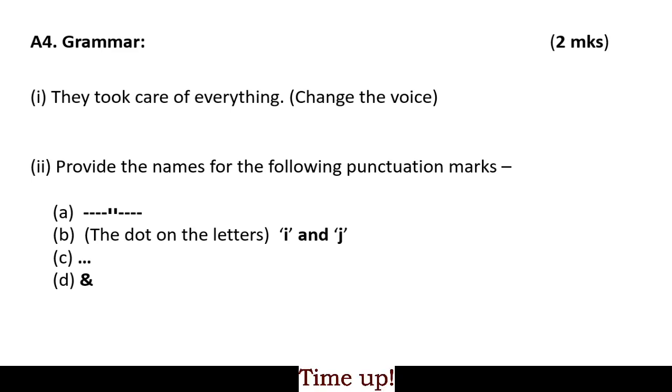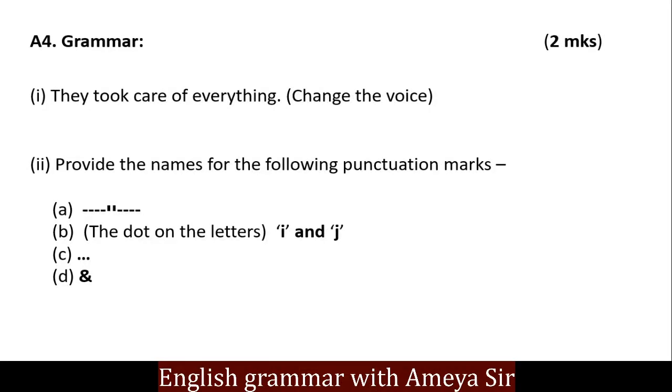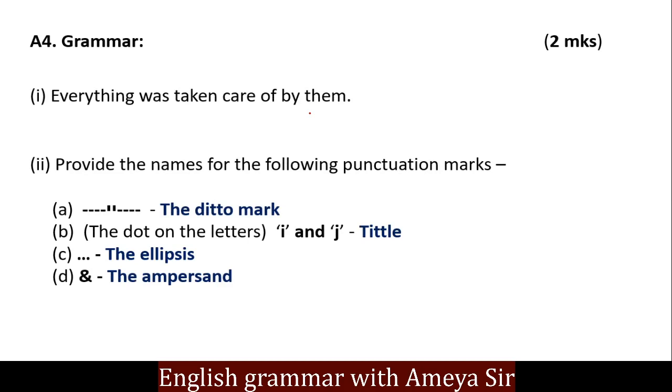Okay, so your time is up, and let's see the answers. The first one: everything was taken care of by them. They took care of everything. Everything was taken care of by them. And the names for the punctuation marks. The first one is a ditto mark. Remember that, please, if you got it wrong. The dot on the letters i and j is a tittle. Please be careful with the spelling. It's not T-I-single T-L-E, because then that becomes title. This one is tittle.